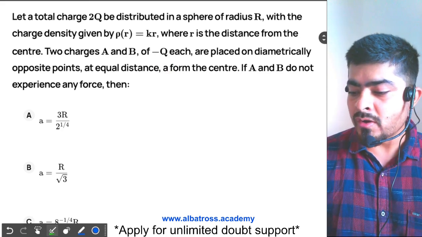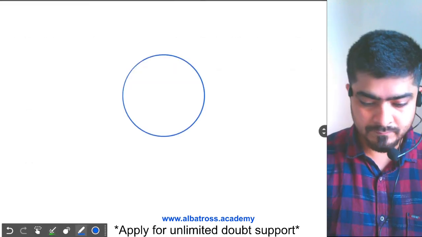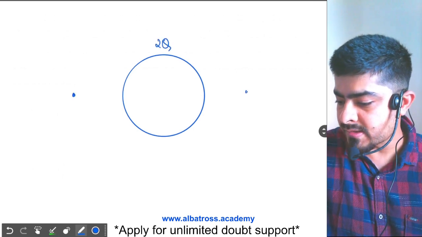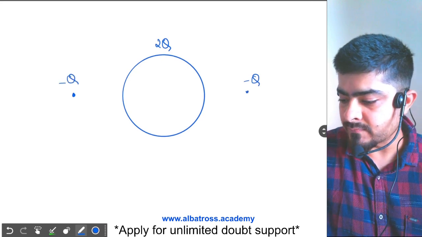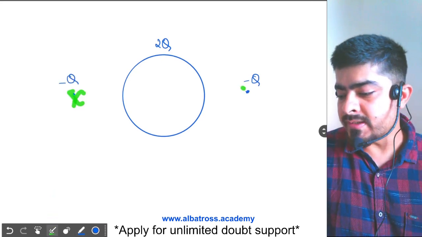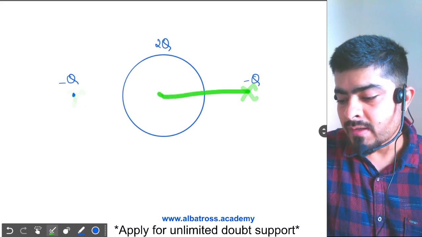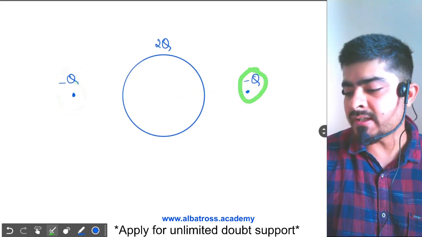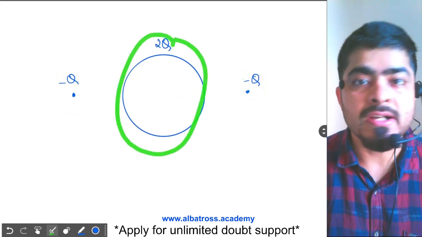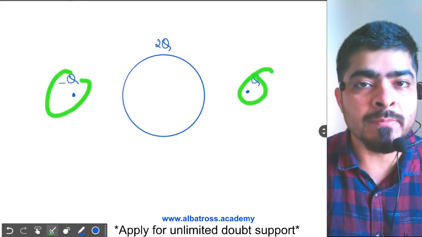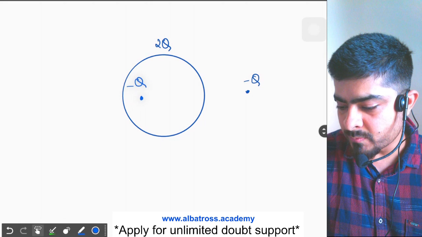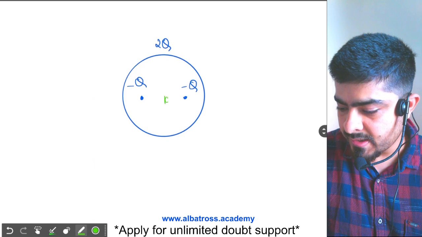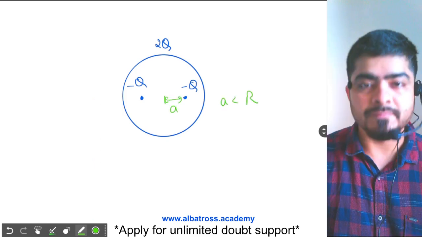Let's first draw the diagram. So this is your sphere with charge 2q, and if you keep the two point charges outside the sphere, then the distance between these two charges is more than the distance of them from the center. So the repulsive force between them will be less than the attractive force due to the positively charged sphere. So these two charges cannot remain in equilibrium. That means the two charges should be inside the sphere, that means this distance a should be less than R.